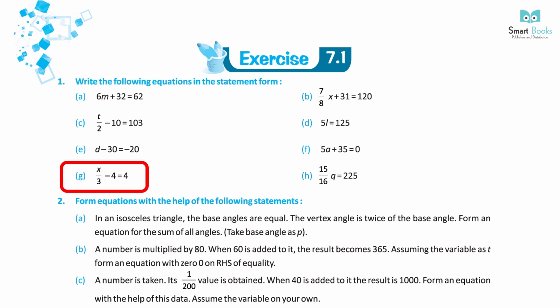4 subtracted from 1/3 x gives 4. H. 15/16 q is equal to 225. Solution. 15/16 times q gives 225.